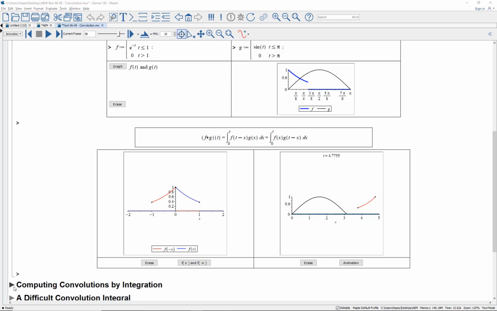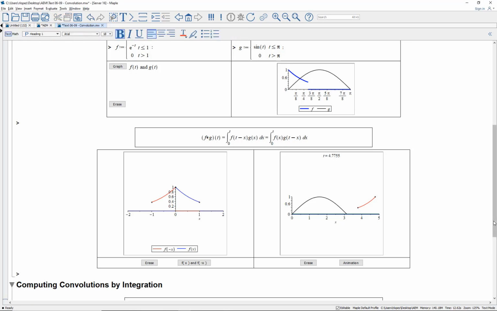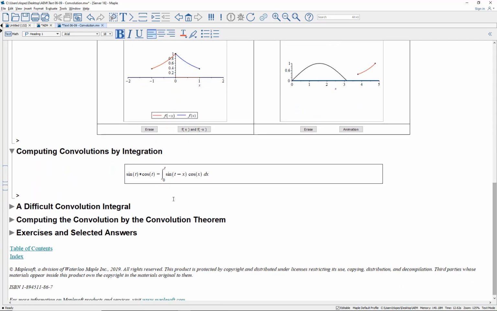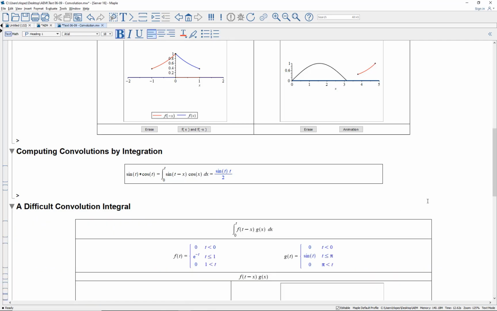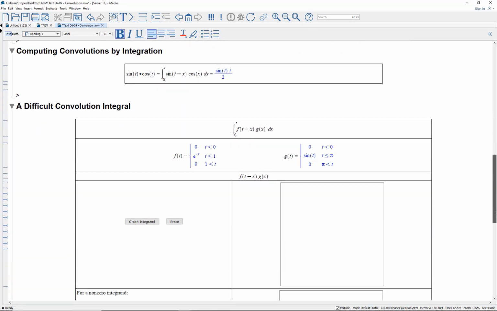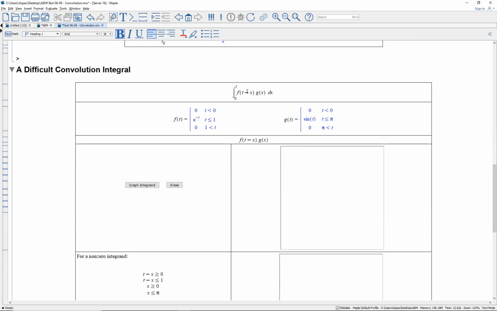Let's compute convolution by the actual integral definition. For functions like sine and cosine, the integral is easy to evaluate, but our example gives rise to integrals that are more difficult. Let's just take this first form of the integral. Here you have the two functions f and g. We try to integrate this. Maple does not come up with an answer.